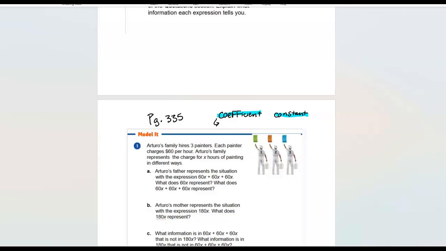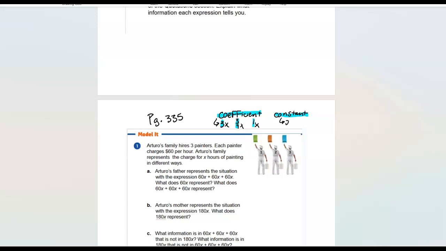A coefficient is a number that is attached to a variable. Like 3x, the coefficient would be 3. 3 is attached to x. Or 3/4 x, the coefficient would be 3/4. If a variable is just by itself, such as x, it still has a coefficient. It's kind of invisible. It's right in front. That coefficient is 1. Constant is a number that's all by itself.